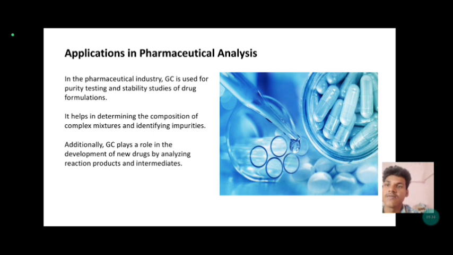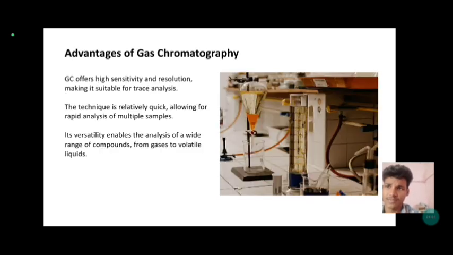Applications in pharmaceutical analysis. In the pharmaceutical industry, gas chromatography is used for purity testing and stability studies of drugs for marketing. It helps to determine the composition of complex mixtures and identify impurities. Gas chromatography also plays a role in the development of new drugs by analyzing reaction products and intermediates.